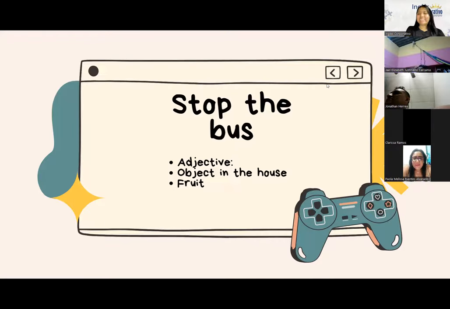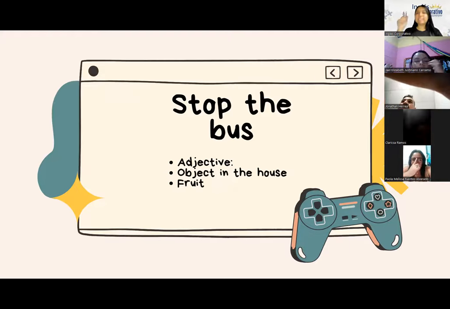Okay, guys. So, let's start. Estábamos jugando. Ese juego se llama Stop the Bus. ¿Qué es Stop the Bus? Stop the Bus es como bachillerato stop, pero en inglés. Yo le digo la letra, ahí en el chat les mando la letra, y ustedes tienen que buscar un adjetivo, un objeto en su casa, y una fruta que comience con esa letra. Entonces estábamos jugando con la letra M, y Jael dijo, adjetivo, mad. Object in the house, machine.